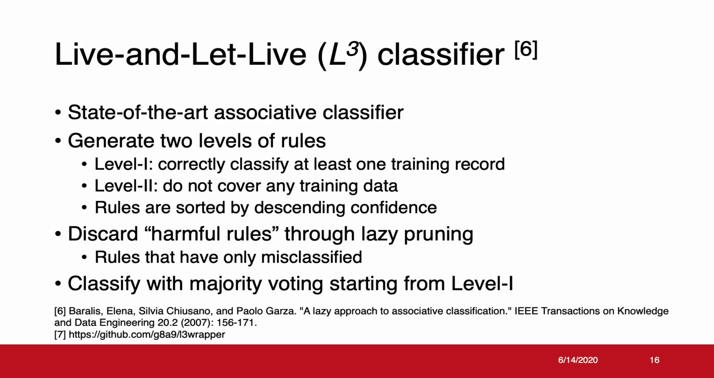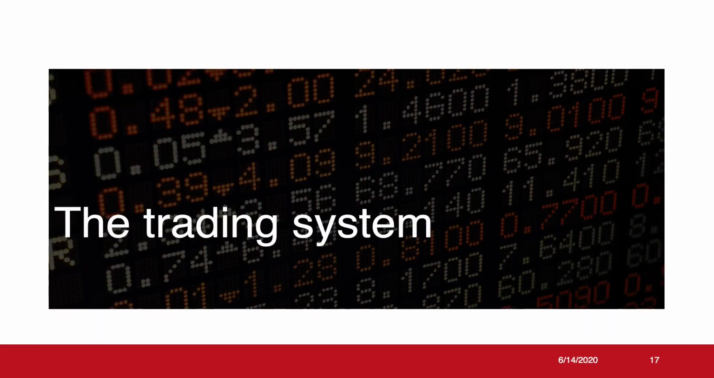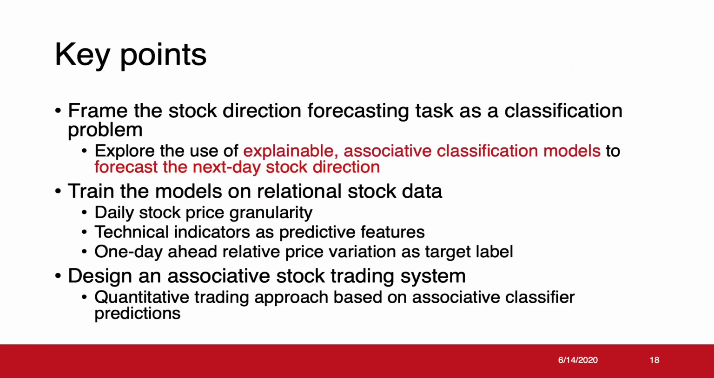During training, the algorithm prunes all the rules that have only misclassified training records, that are known as harmful rules. Finally, the inference is done with majority voting, starting from the top of level 1 and then continuing to level 2 if needed. But let's now describe the actual trading system.